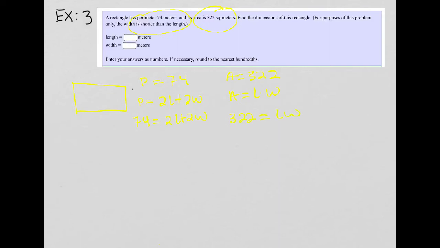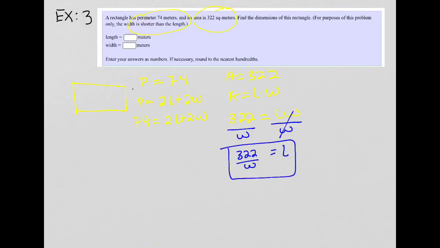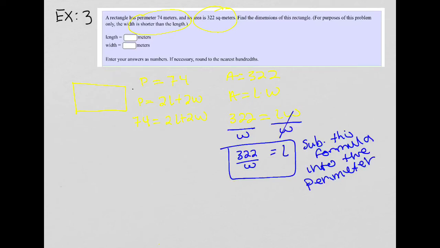Now, from here, we're going to solve one of the two equations for one of the variables. So let's use the shorter equation, which is the area. I am going to solve for L, so I'm going to divide both sides by W. This means L equals 322 divided by the width. Now I am going to substitute this formula into the other one. So let's put it into the perimeter one. I'm going to substitute the area into the perimeter, so that way I can have an equation with just the same variables.